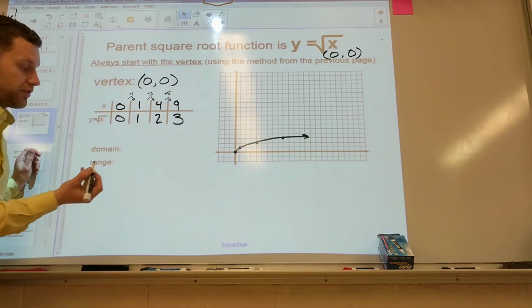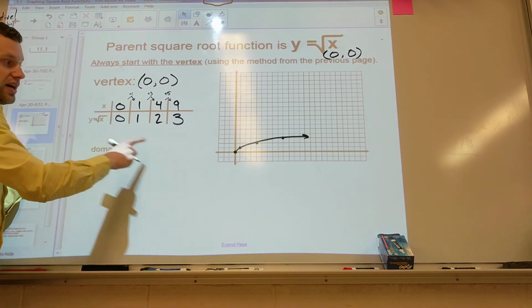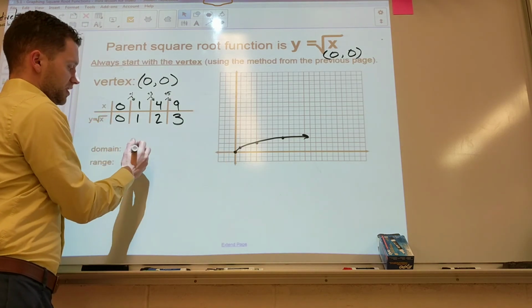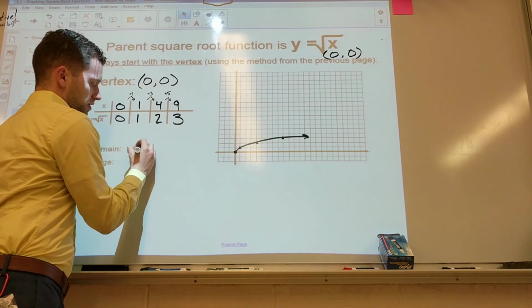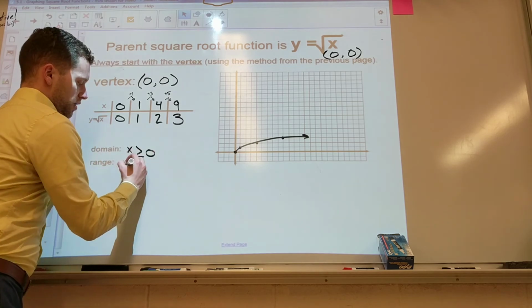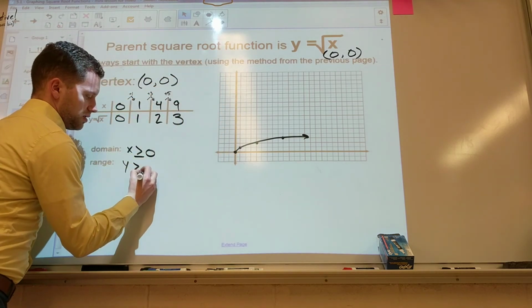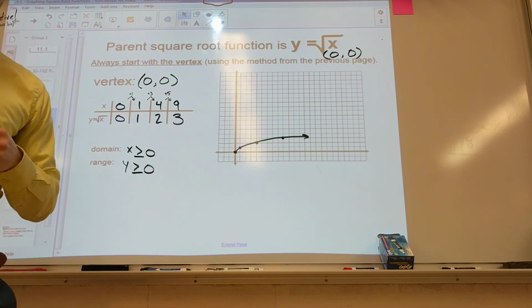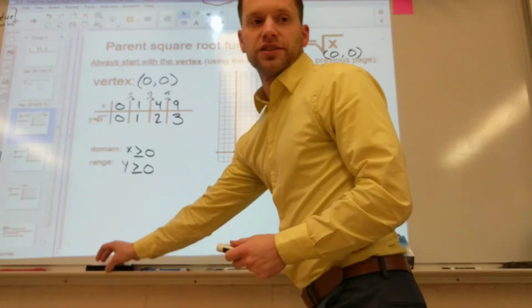We can go ahead and do our domain and range. So in this case, once again, the domain and range refer to that vertex. Okay, it refers to this point. So if we're referring to x values, we're saying it starts at 0 and goes up, so it's greater than or equal to 0. And the y values do the same thing, starting at 0, going up. Okay, so that'd be our domain and range. All right, let's go ahead and take a look at the next one. This is problem number 2.